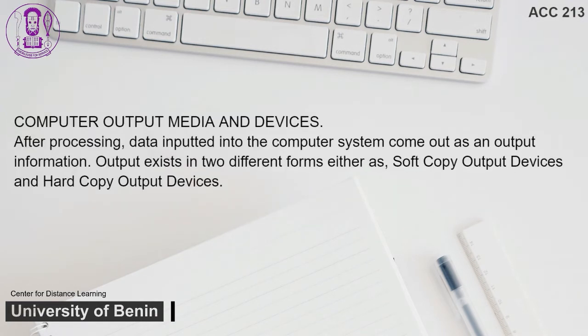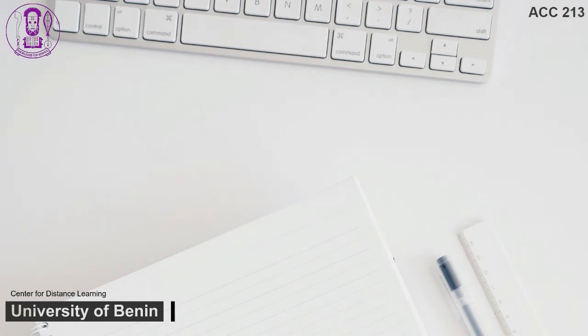Computer output media and devices. After processing, data inputted into the computer system come out as output information. Output exists in two different forms: soft copy output devices and hard copy output devices.